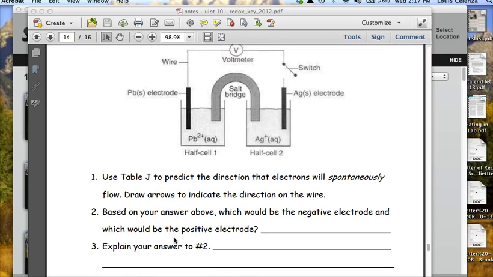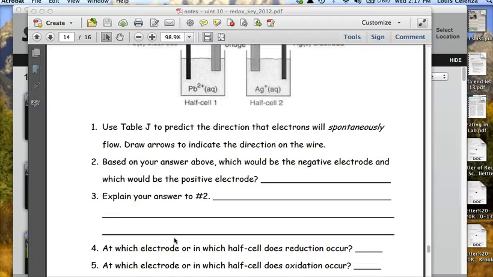Now, question number 2, we are not going to worry about which is the negative electrode and which is the positive electrode. You only need to worry about where the oxidation and reduction is occurring. Oxidation is at the anode, reduction is at the cathode. So it says, at which electrode or in which half cell does the reduction occur? Well, you can write it a couple different ways. You could say it's occurring in half cell number 2, or at the Ag electrode, or on the right hand side. The electrode where oxidation is occurring is either half cell 1, or where the Pb is, or on the left side. That's simple.